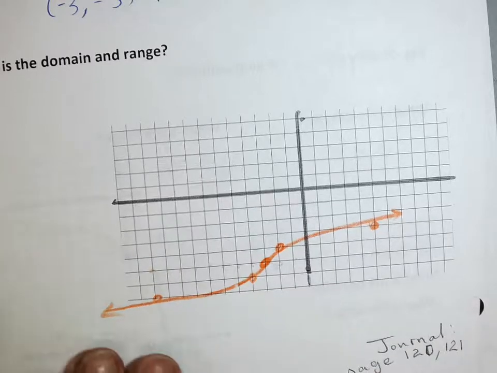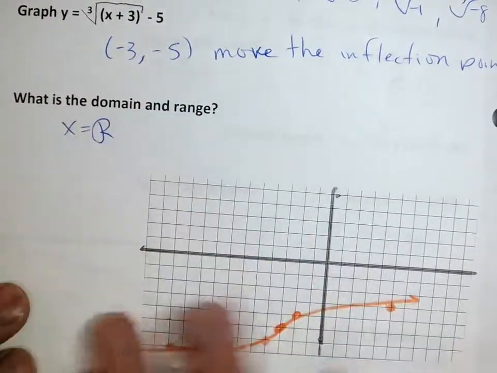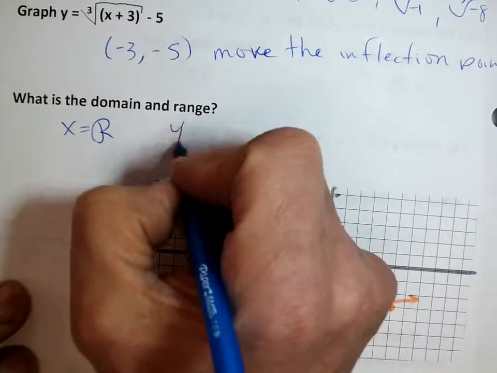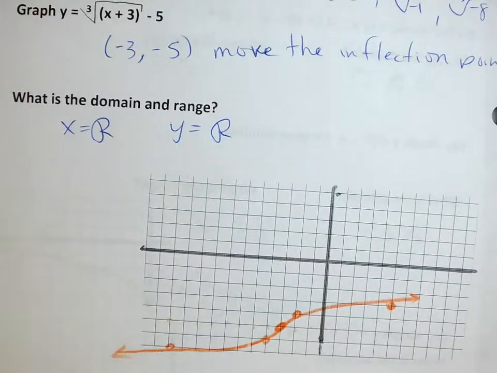Now, domain and range are easy, aren't they? Domain and range. Domain is x equals all real numbers, forever wide, and y is also equal to all real numbers, forever up and down. Okay. Let's look at the journal. Okay. Let's look at the journal and see what the journal has to say.